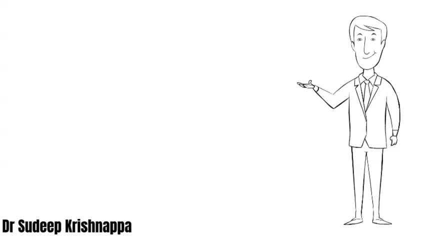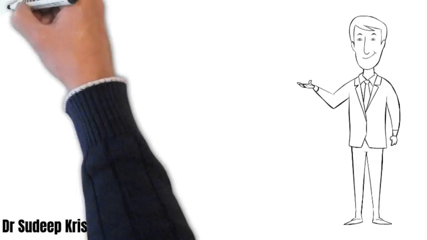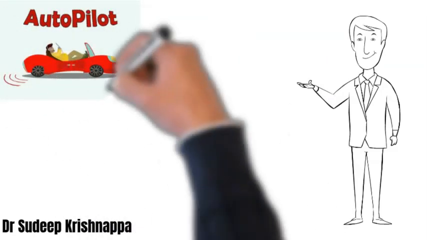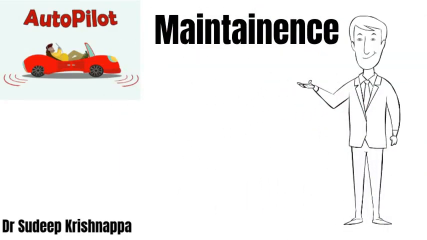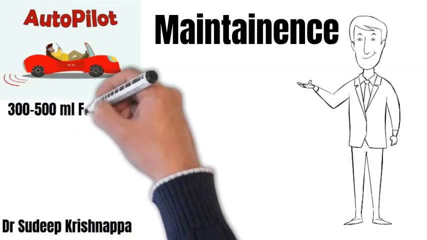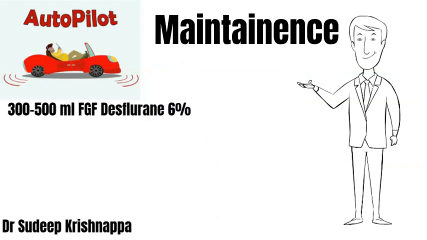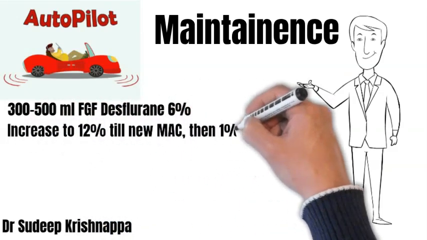Now, during the maintenance phase of the anesthetic, the fresh gas flow remains at 300 to 500 ml per minute, the dial concentration of desflurane at 6%. Now, if the surgery goes on for more than 3 to 4 hours or so, depending on the patient's body habitus, the end-tidal desflurane concentration slowly starts creeping up, thereby the MAC also increases. So, this is when we need to dial down the concentration of desflurane to about 4 or 5% in order to maintain the same anesthetic depth.